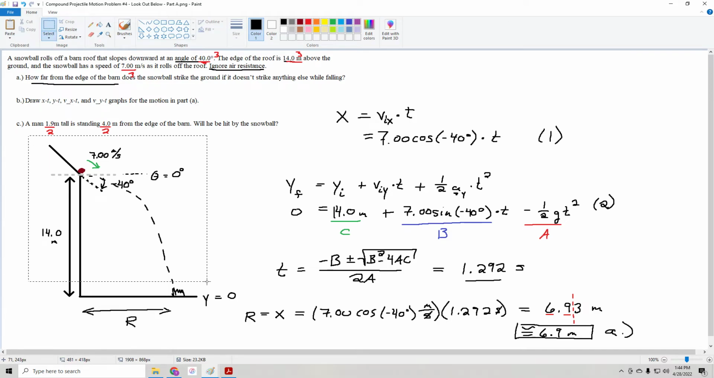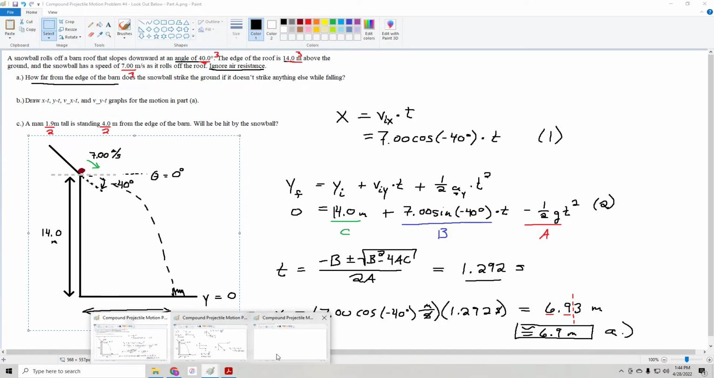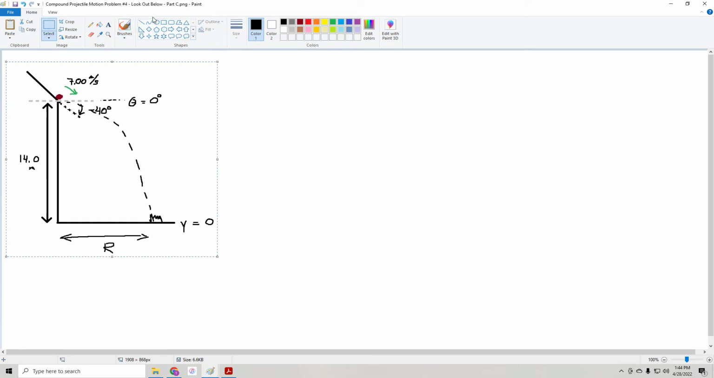Again, I will copy this to a fresh page, and if I draw a man, we'll say he's right here. We are told he was what? 1.9 meters tall. And he's 4 meters from the edge of the barn, 4.0. Will he be hit by the snowball?